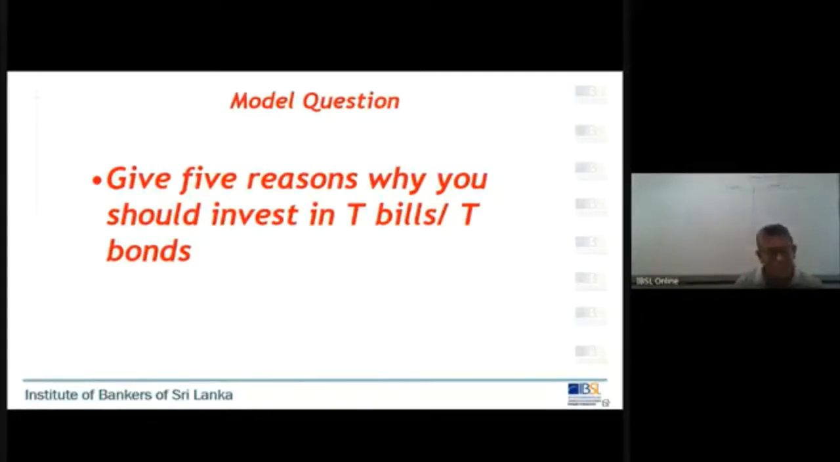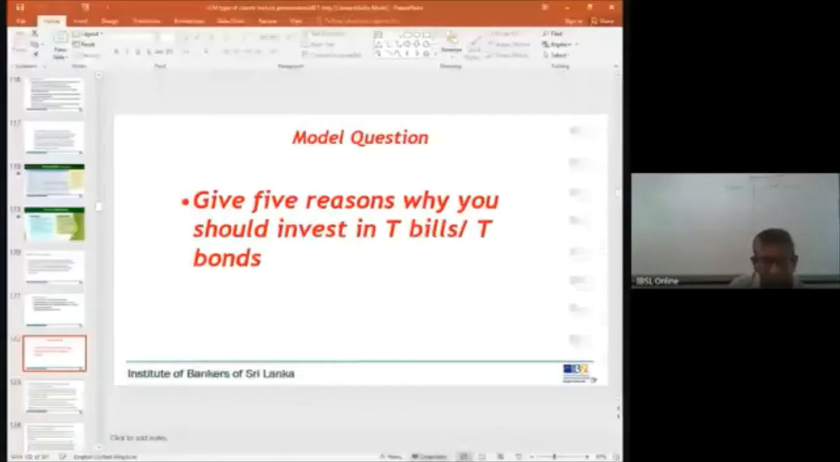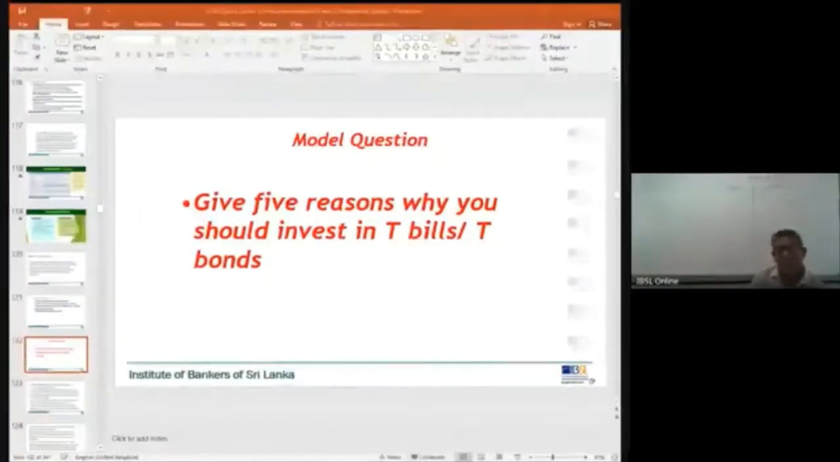Can you take a piece of paper? I'll give you 2-3 minutes. Can you write? First, 4 reasons why an investor buys treasury bills and treasury bonds. Second one, compare and contrast treasury bills and treasury bonds. This is good for your survey, commercial banking, all right?